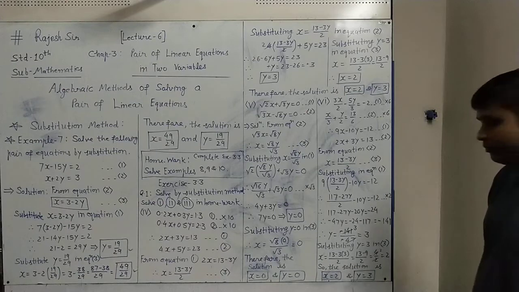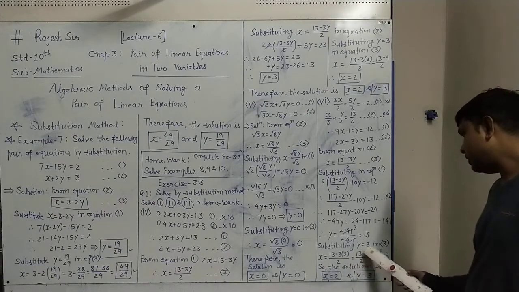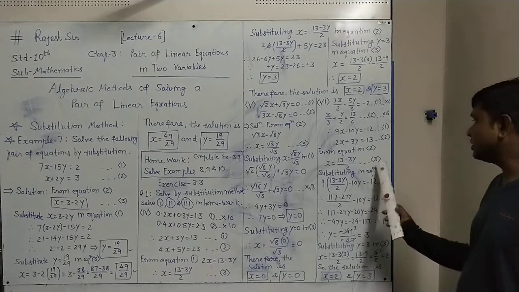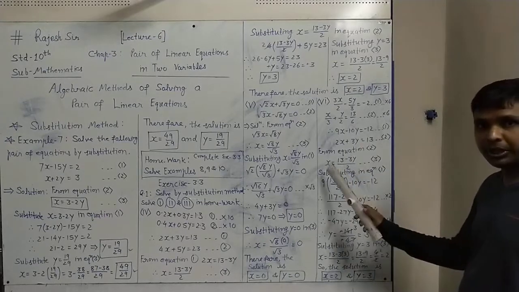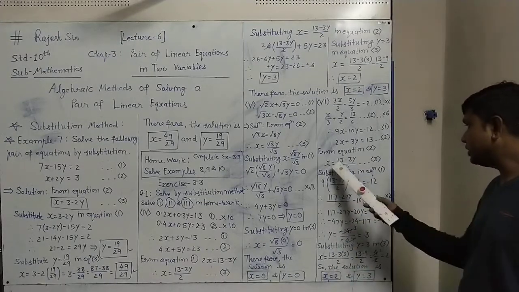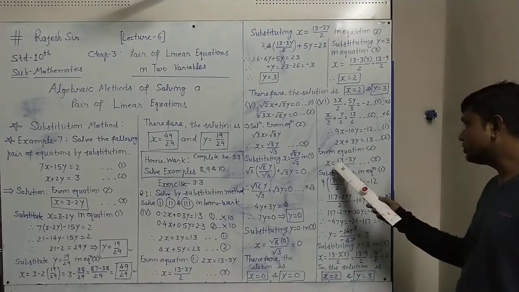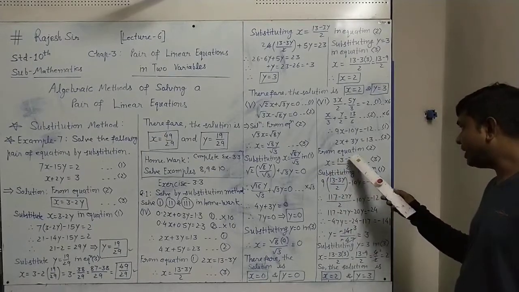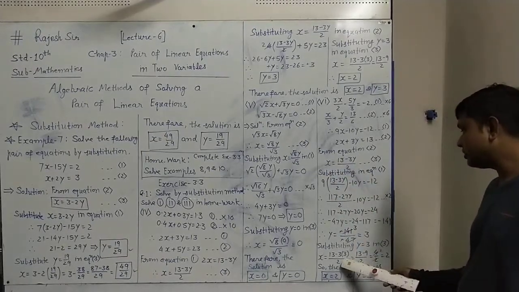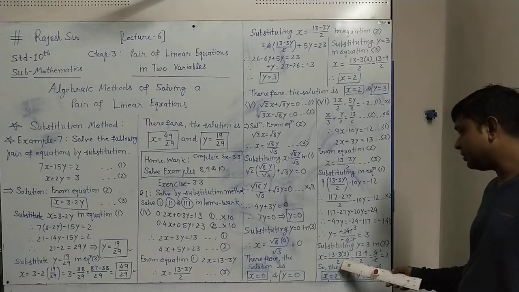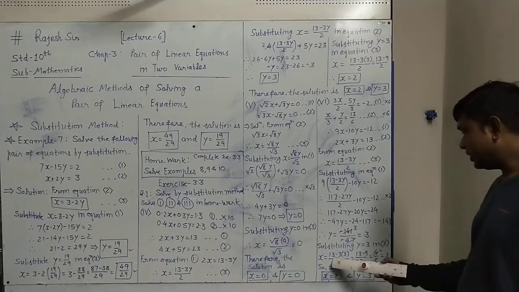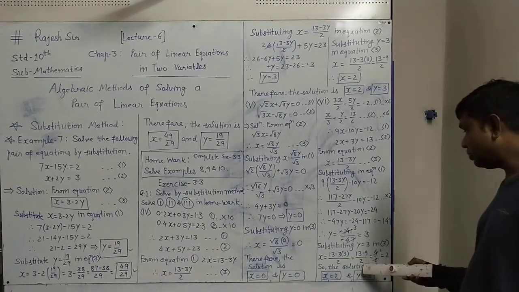Substituting y equal to 3 in equation number 3. This is equation number 3, in which the substitution is made. So x equals 13 minus 3y upon 2. So x equals 13 minus 3y, y is 3, we have to place. 13 minus 3 into 3 upon 2. So this will be 13 minus 9 upon 2.